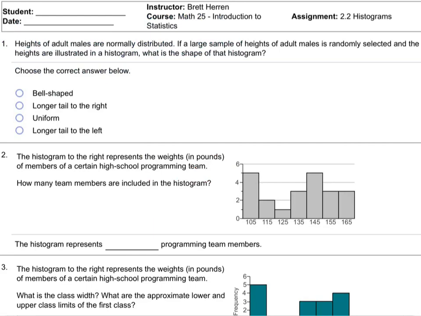And there's the homework. Here we go. Question number 1. So I tried making them bigger. Anyway, so here we go. Question number 1. Heights of adult males are normally distributed. Remember, that means bell, right? That's a word for bell shape. If a large sample of heights of adult males is randomly selected and the heights are illustrated in a histogram, bar chart, what is the shape?